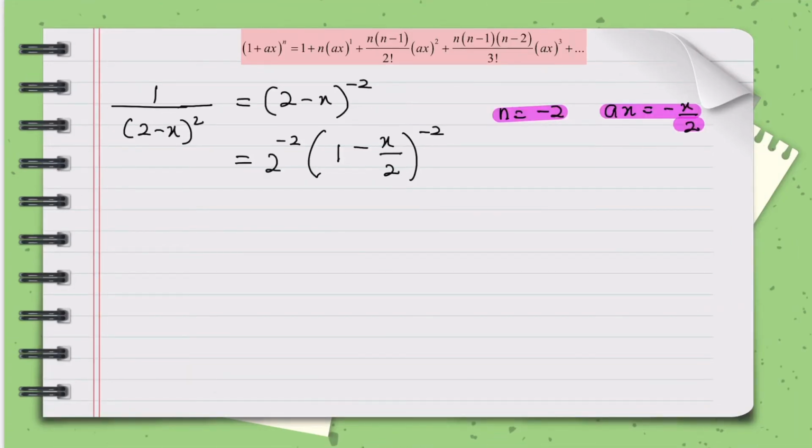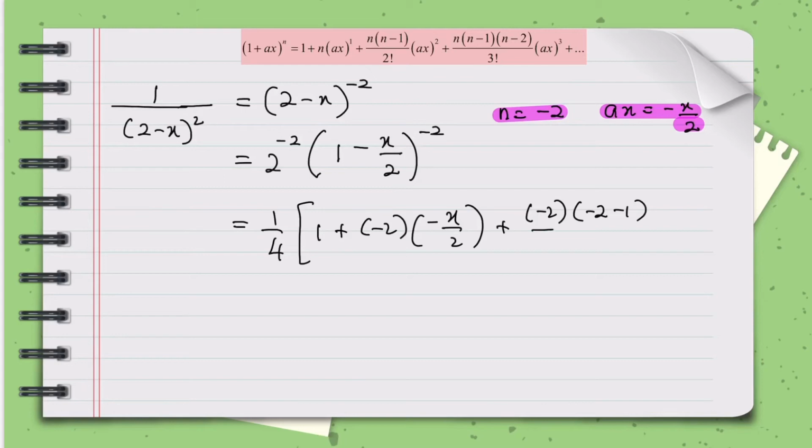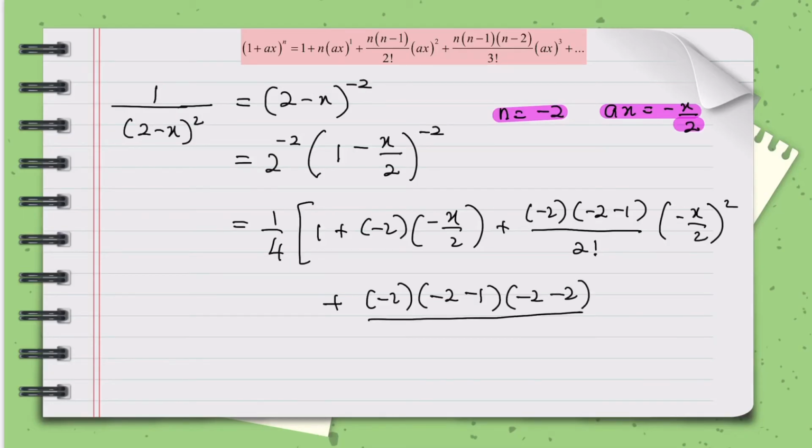Substitute all the information into the formula, which is 1 over 4 multiplied by 1 plus negative 2 multiplied by negative x over 2, plus negative 2 multiplied by negative 2 minus 1 over 2 factorial multiplied by negative x over 2 squared, plus negative 2 multiplied by negative 2 minus 1 multiplied by negative 2 minus 2 over 3 factorial multiplied by negative x over 2 all cubed, plus triple dots.